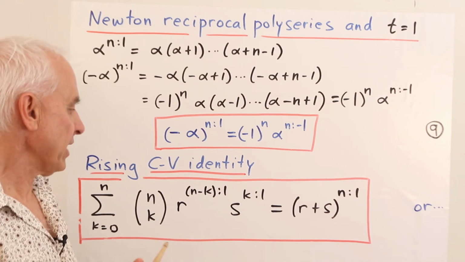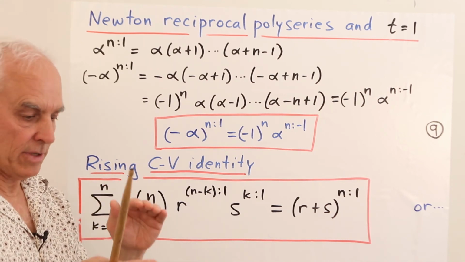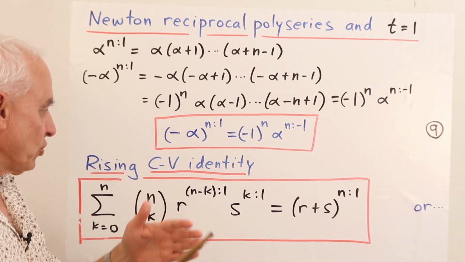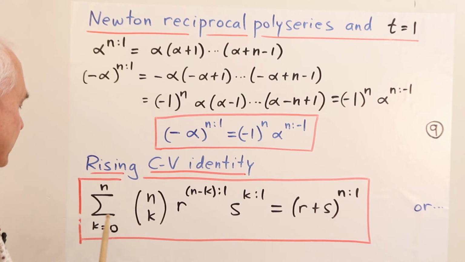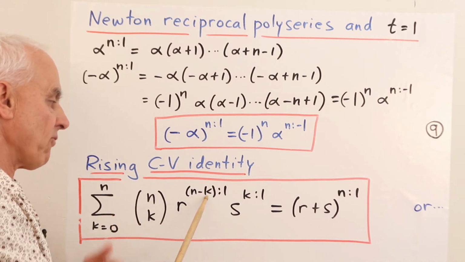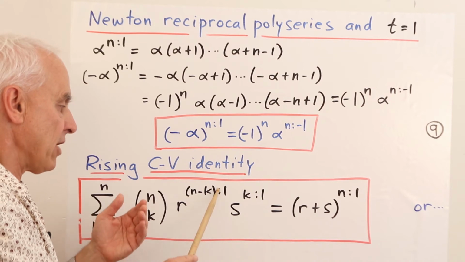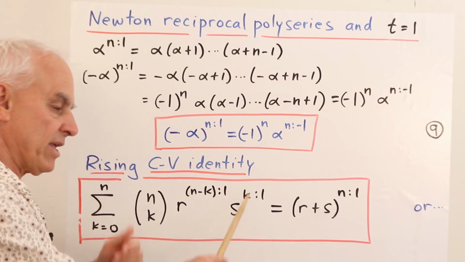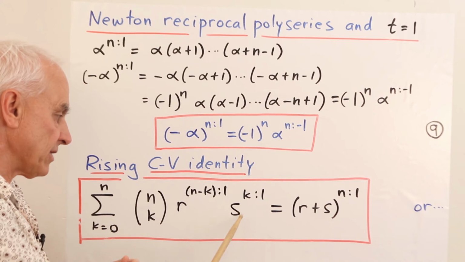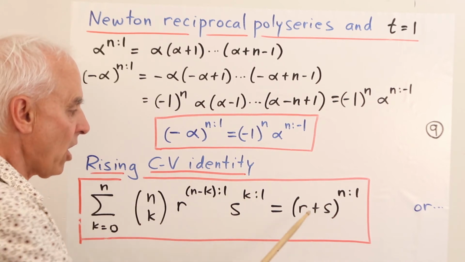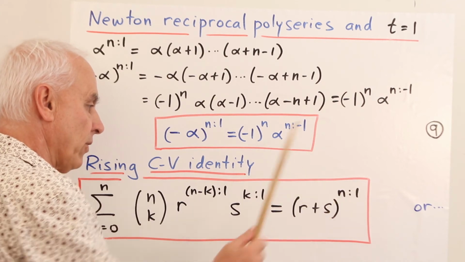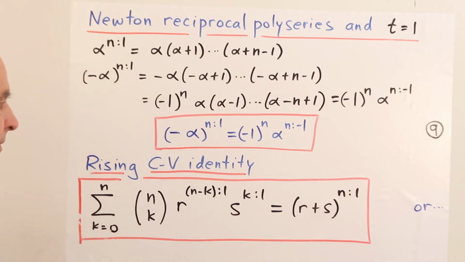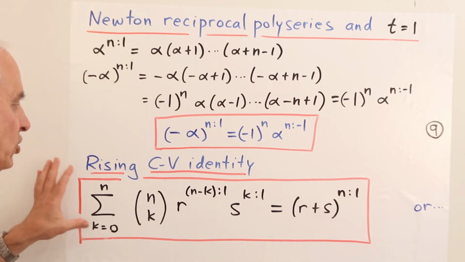Okay, so now let's go to our third identity, the third Chu Vandermonde identity, which is in terms of rising powers. Summation k equals 0 to n of n choose k, r to the n minus k rising, or r to the n minus k colon 1, times s to the k rising, or s to the k colon 1, equals r plus s to the n rising, or r plus s to the n colon 1. Okay, so that's the rising Chu Vandermonde identity.